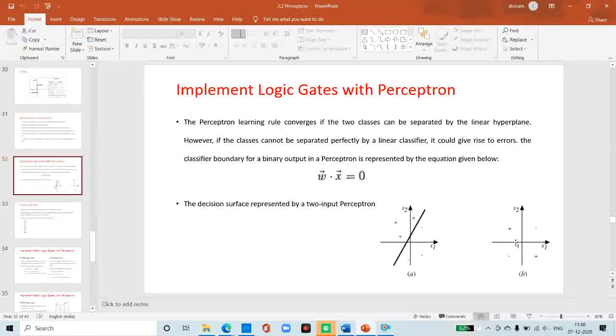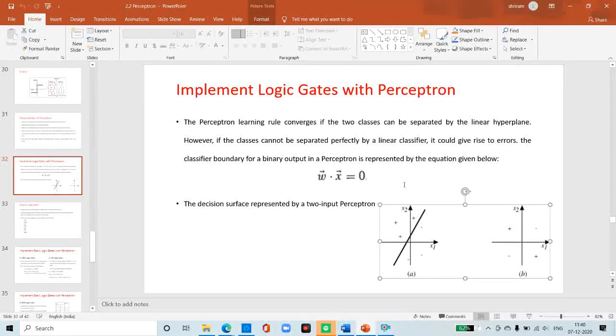So these are not linearly separable. We cannot separate the two positive values from these two negative values. The first diagram is a linearly separable example. The second diagram is not linearly separable, as in the XOR gate. So here we use the XOR logical gate.